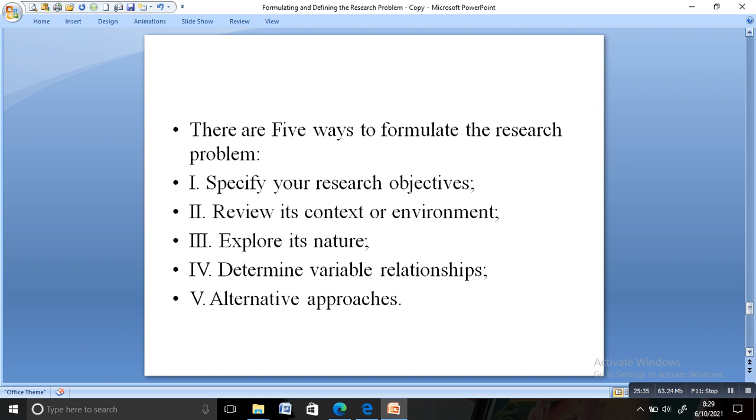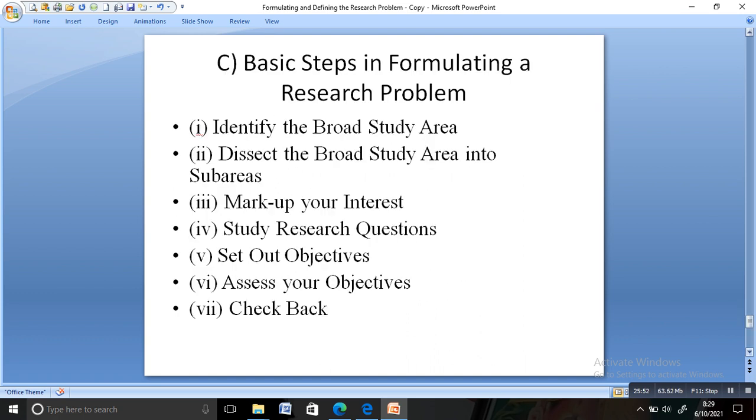Again, the basic steps we have already studied. We are listing them out again under defining and formulating the research problem. You can expand and elaborate what we have already discussed, that is, identify the broad area. Then subdivide the broad area into sub areas. Mark your interest. You can't do a study if you are not interested. For example, I am interested in pharmacology study, so I can't do synthetic work in chemistry.